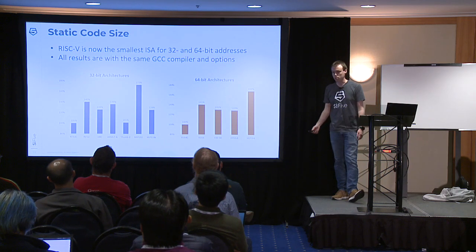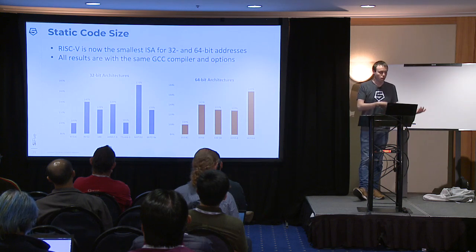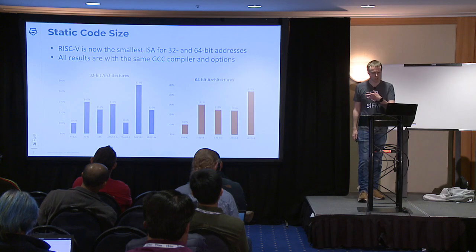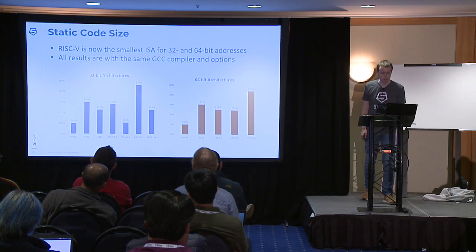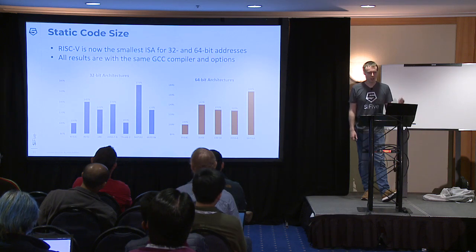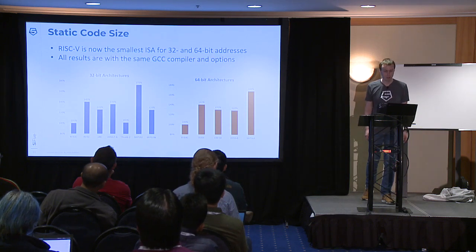So static code size is really important for the embedded market, because if you want to fit your code in Flash, then that's basically the price of your processor. Right? So if you look across both 32-bit and 64-bit architectures, RISC-V with our compressed instruction set, which is a thumb-style thing, beats everybody, at least on some benchmarks.